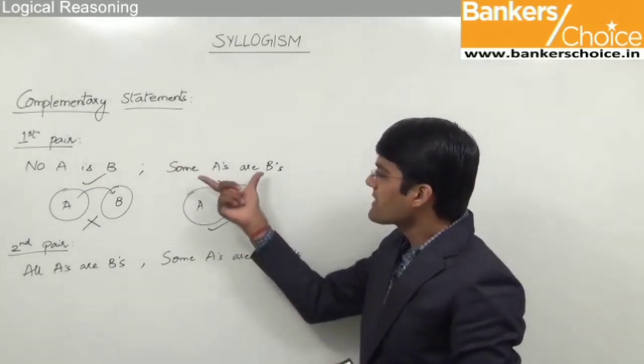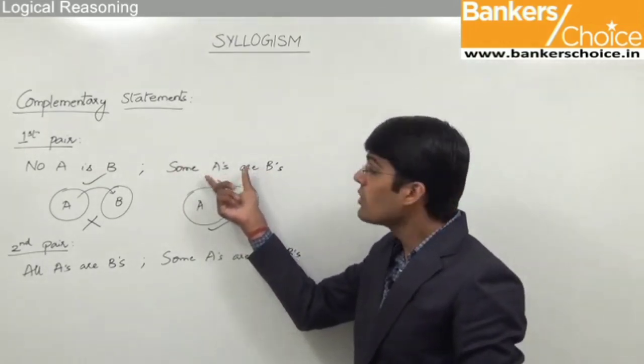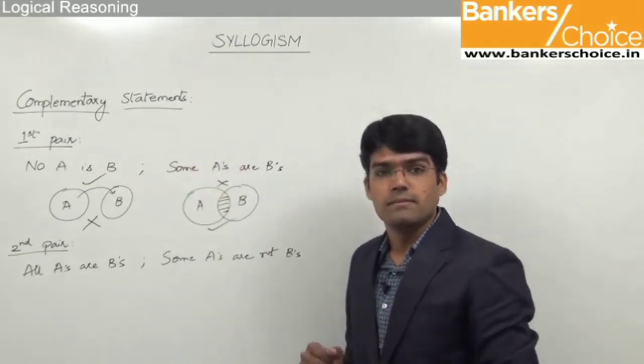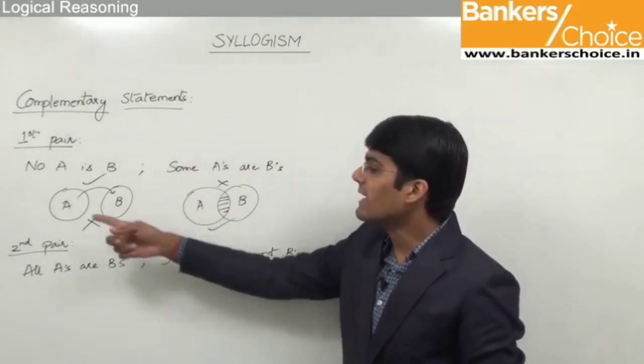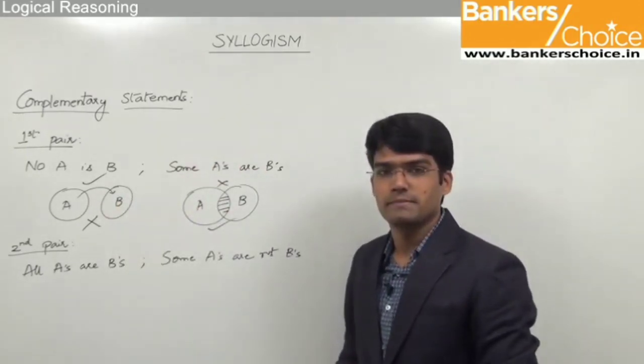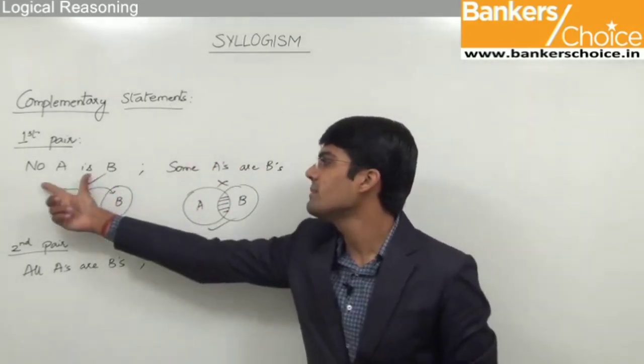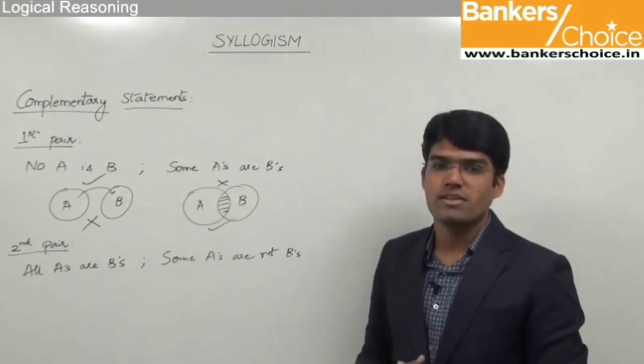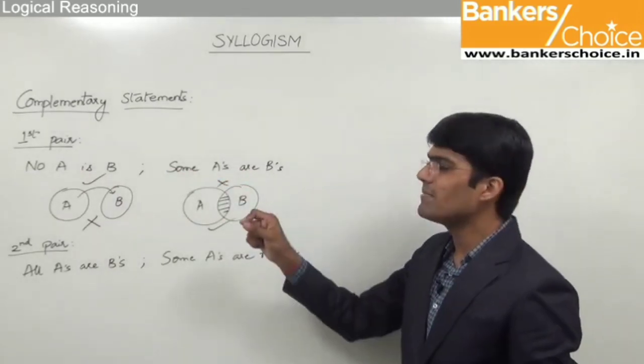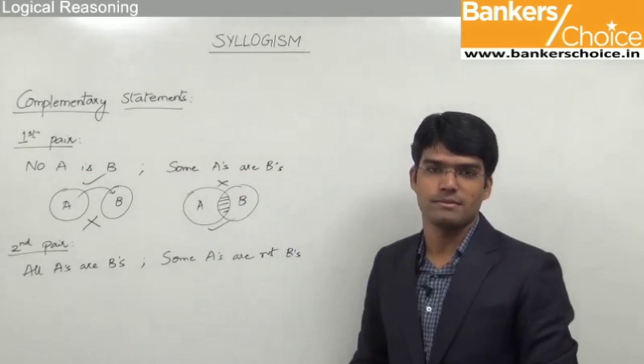Why? Because for "some A's are B's" to be false, all the A's should not be B's. That means no A should be B. And that can be shown with the help of that diagram. So very clearly, "no A is B" and "some A's are B's" form a complementary pair. That is, when one of these statements fails, the other statement has to be true.